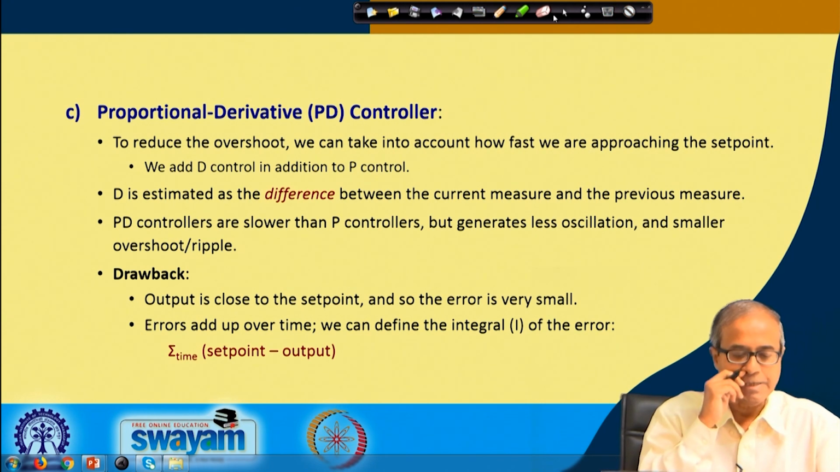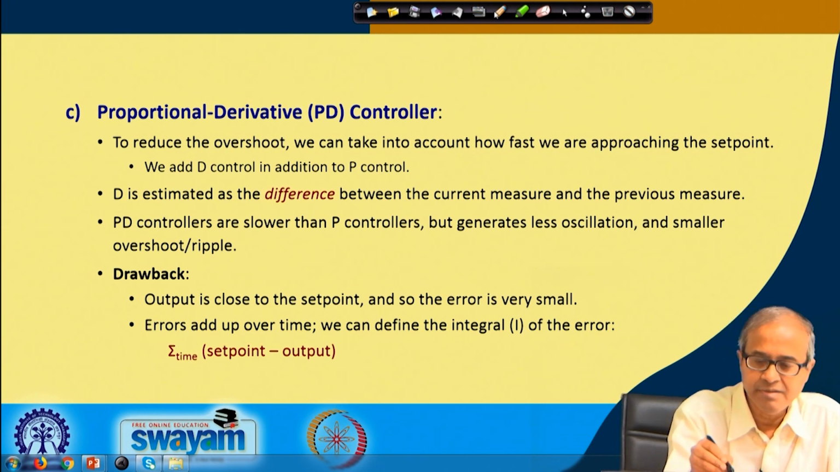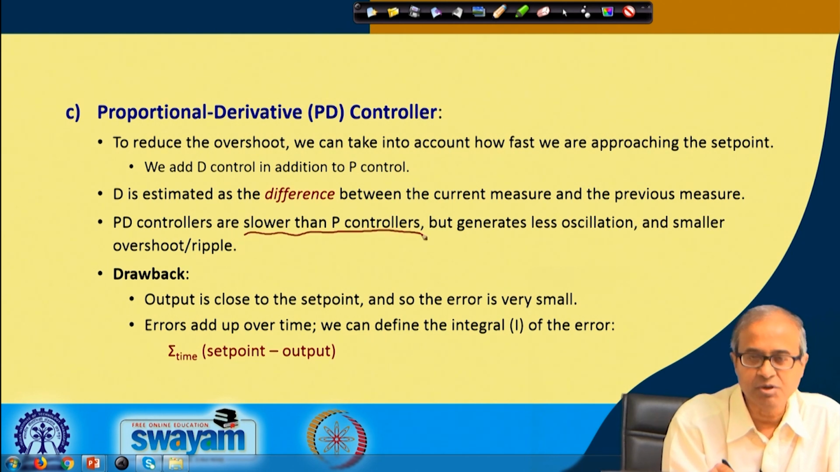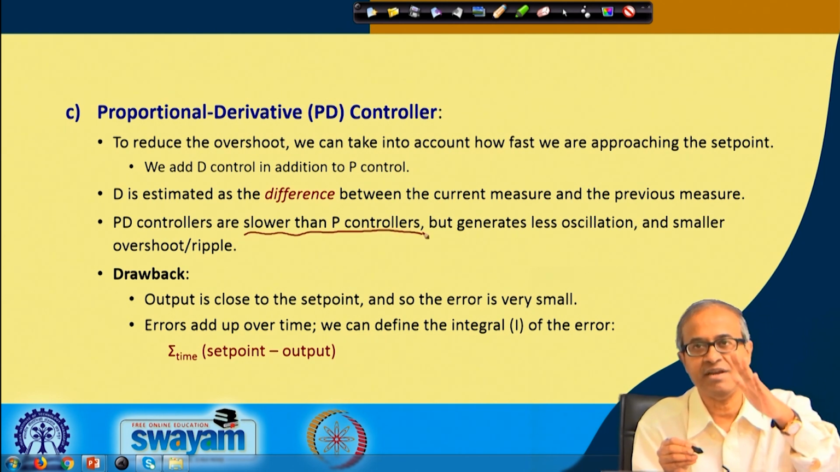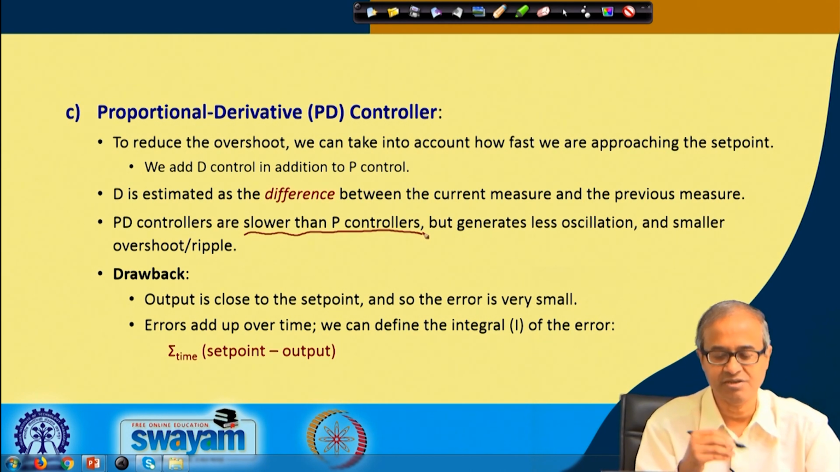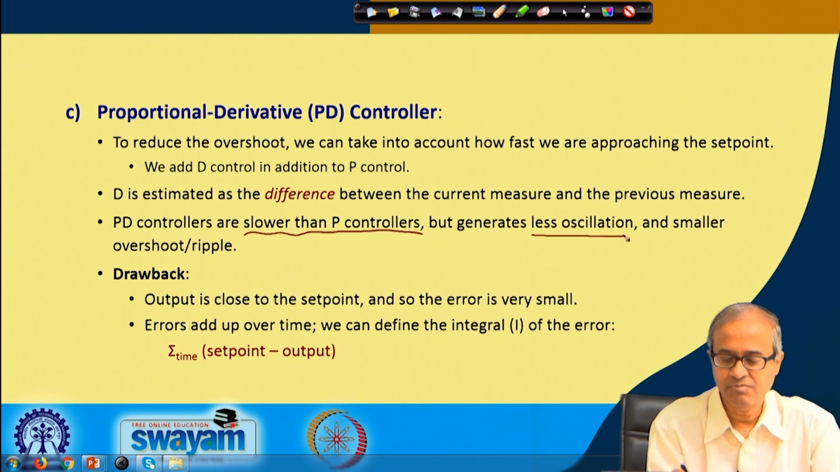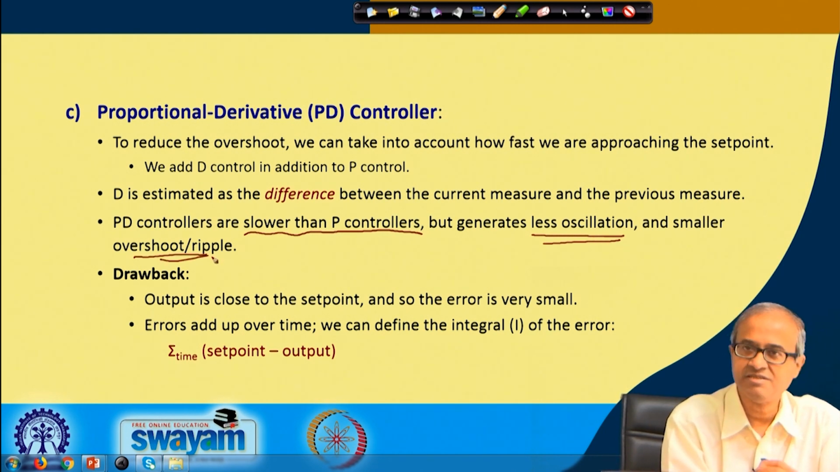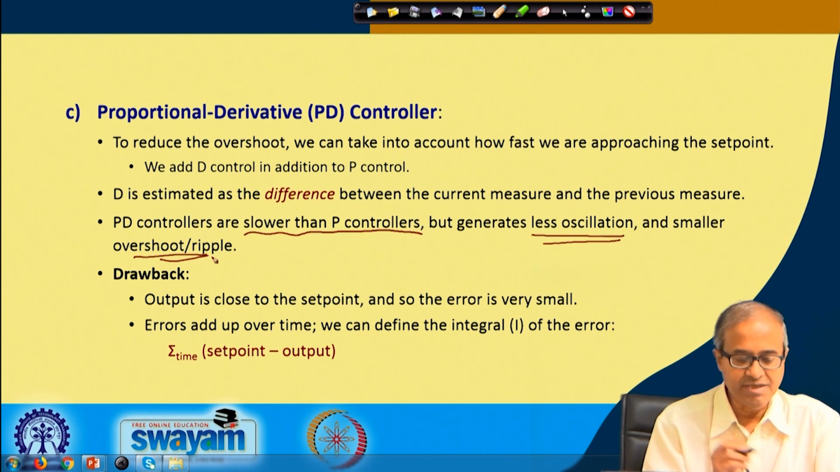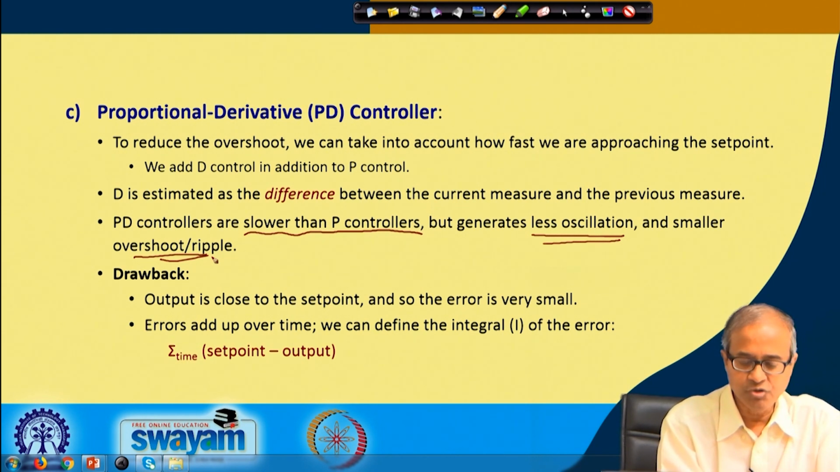But one thing is there, these PD controllers are slower than P controller, because you are deliberately slowing the rate of convergence. If it is closer, you make it slower, that is why it is slower, but oscillation will be less and also overshoot is less.